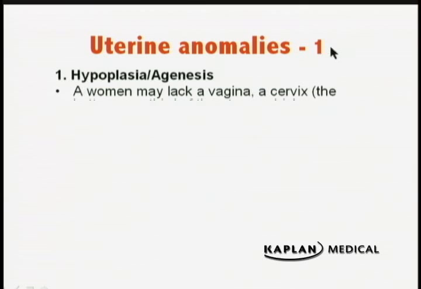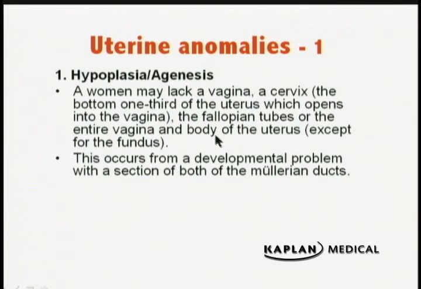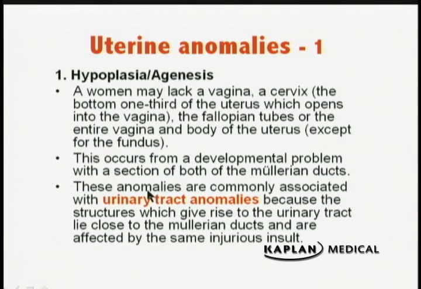The first is hypoplasia or agenesis. These women may lack a vagina, a cervix, the fallopian tubes, or the entire vagina and the body of the uterus except the fundus. This occurs from a developmental problem with a section of both of the Müllerian ducts, and these anomalies are commonly associated with urinary tract anomalies because the structures which give rise to the urinary tract lie close to the Müllerian duct and are affected by the same injurious insult.